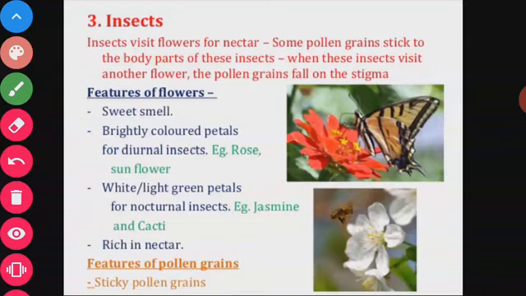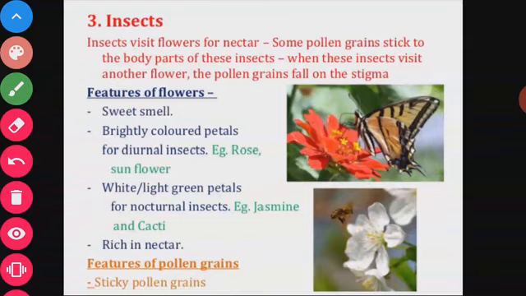When these insects visit other flowers, the pollens fall on their stigma, thus pollinating those flowers. The flowers pollinated by insects are usually brightly colored, having a nice smell and nectar. Examples are orchids and sweet pea. Insects visit flowers for nectar. Some pollen grains stick to their body parts. When these insects visit another flower, the pollen grains fall on the stigma.